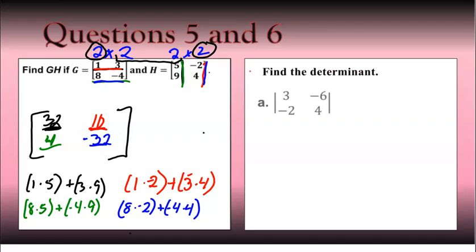Question 6 says find the determinant. Now you can see that the symbols on the outside are just bars. They look like absolute value, but these are not. This is talking about the determinant of the matrix.